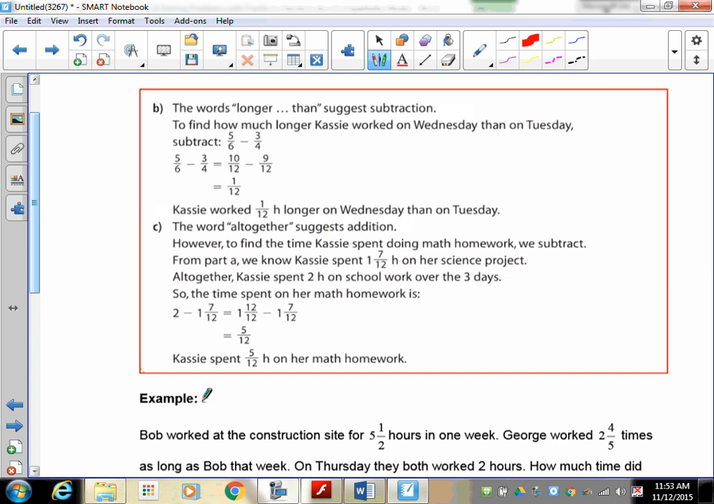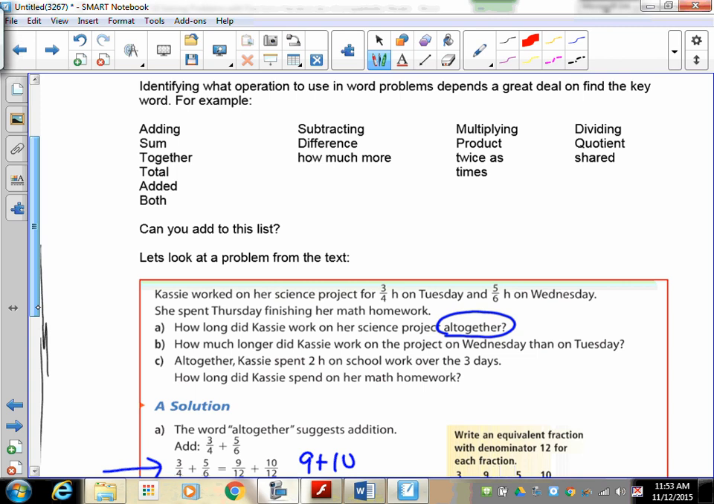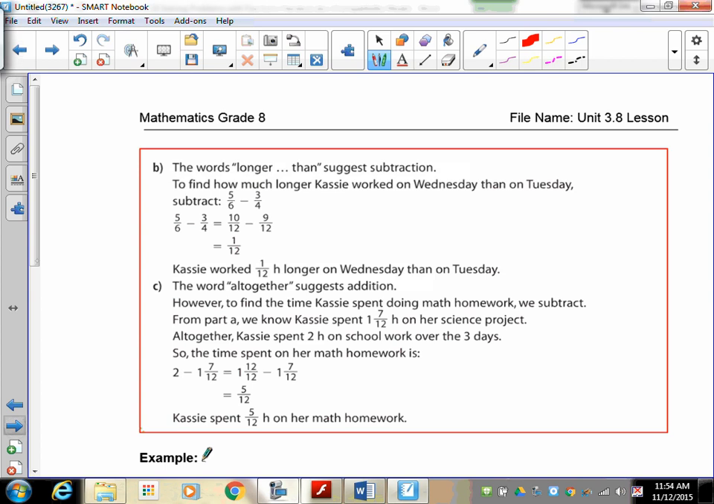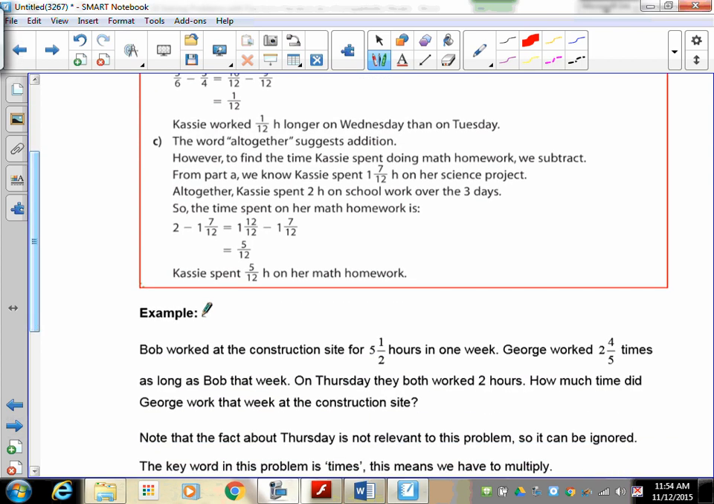Now on question C, going back for just a second here. Altogether, Cassie spent 2 hours on schoolwork over the 3 days. How long did she spend on her math homework? Well, she spent 2 hours on everything. We know that when we added these together, we had 1 7/12. We did this previously. We have to take 2 and subtract 1 7/12. Now, this particular one, I'm not really a big fan of. I think what you should do is take the 2, put it over a 1, and convert 1 7/12 into an improper fraction.